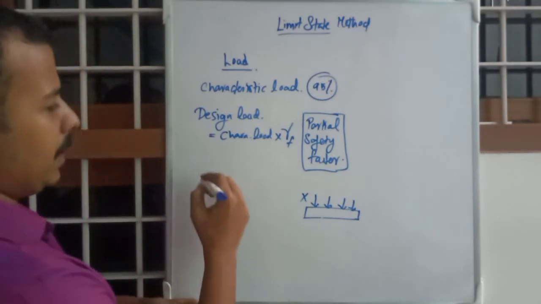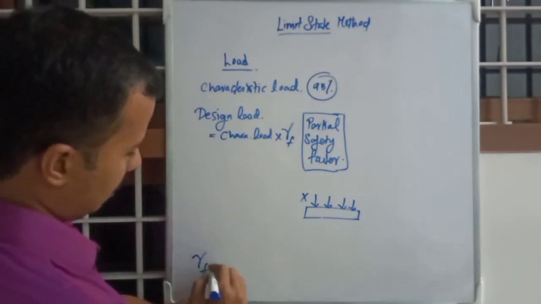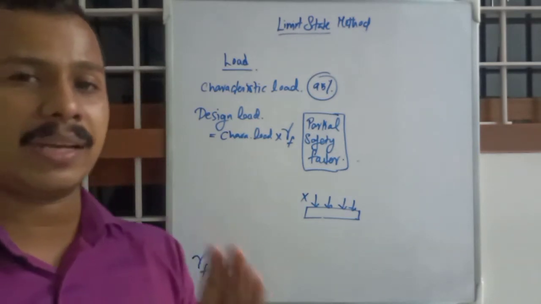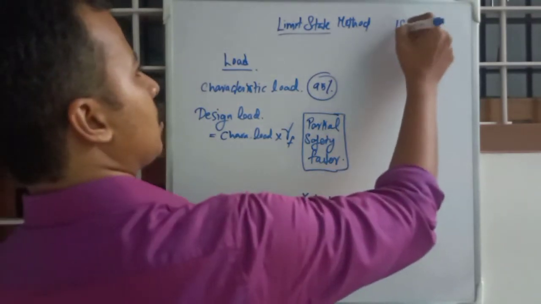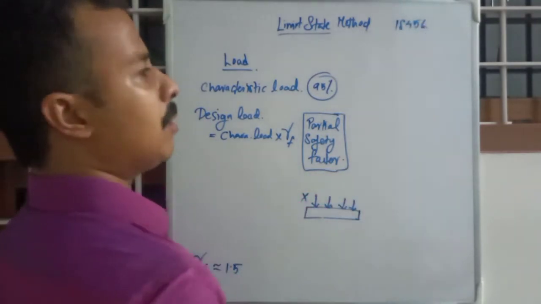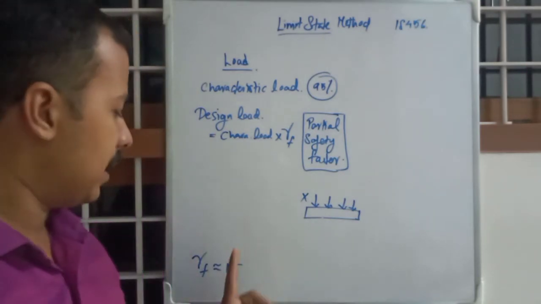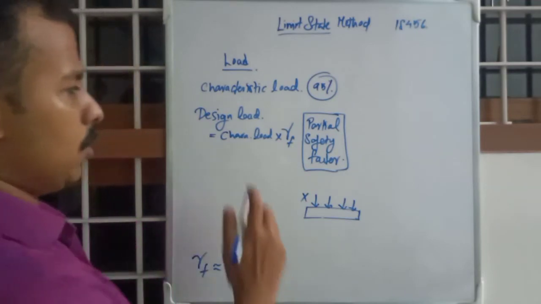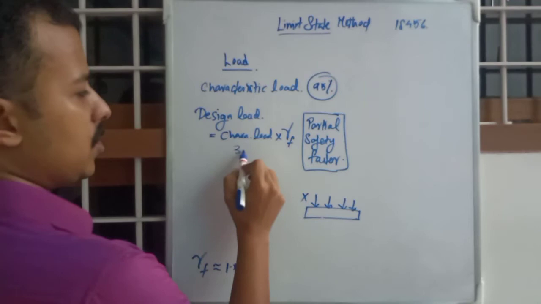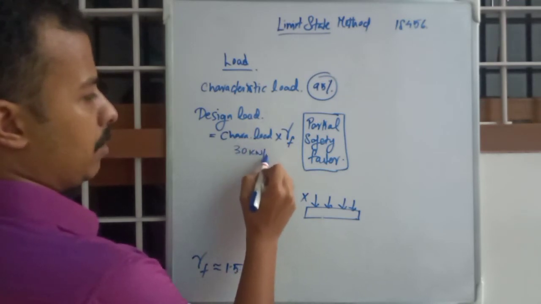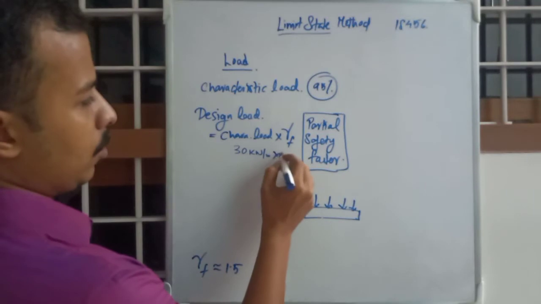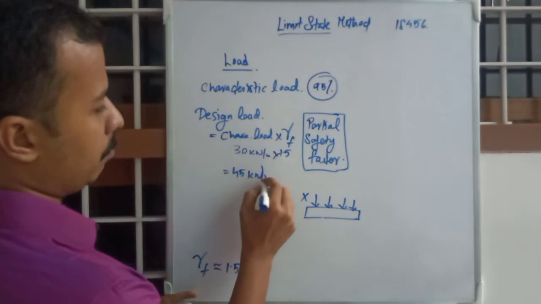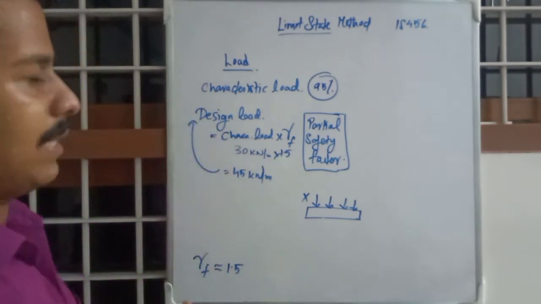Usually gamma F can be 1.5, and the accurate values can be traced from IS 456. There is a table for tracing these gamma F's for each and every type of load. So if this is 30 kilonewton per meter, we will multiply it with 1.5 to get 45 kilonewton per meter as our design load.